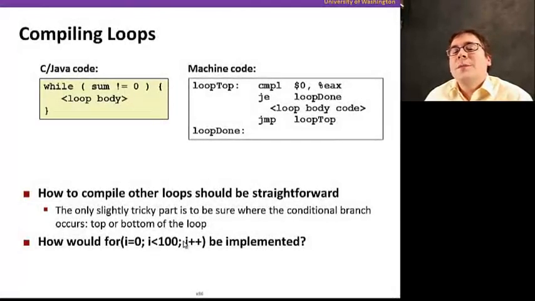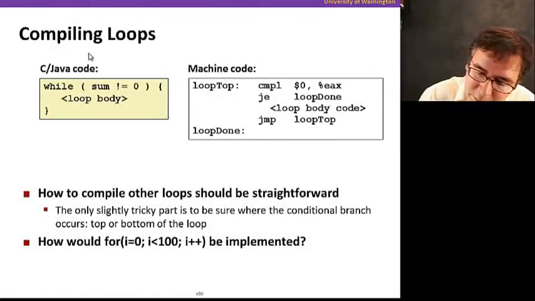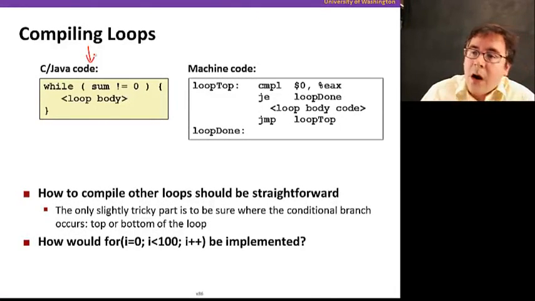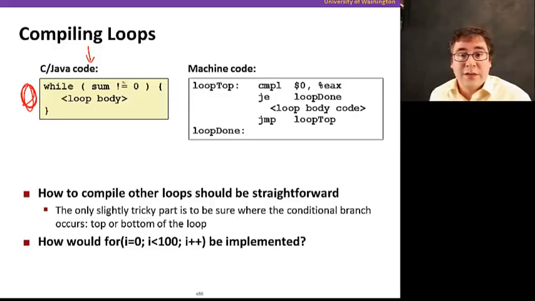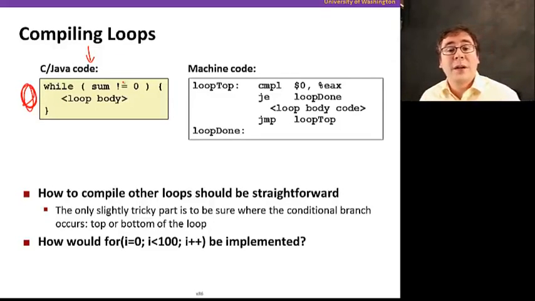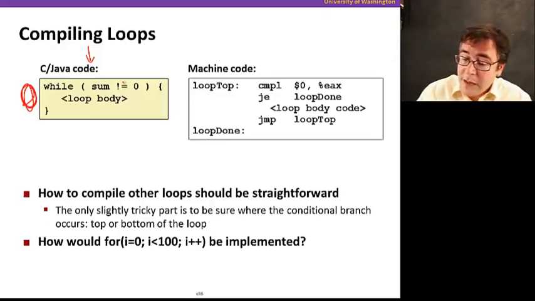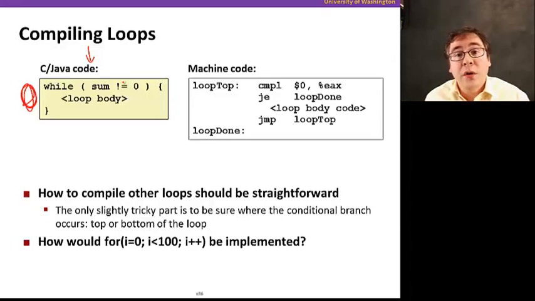Hello again. Now that we know how to implement conditionals in assembly, let's see how we implement loops, which is going to involve conditionals. Here I'm showing a simple example of a while loop that keeps executing the loop body as long as the condition holds. In this case, if the condition is while sum is not equal to 0, it keeps executing. And when sum is no longer not equal to 0, the loop is going to stop.